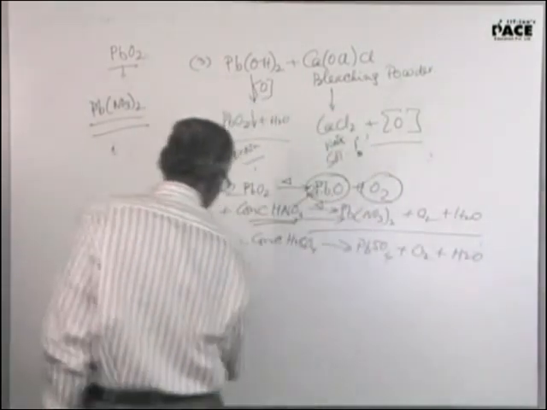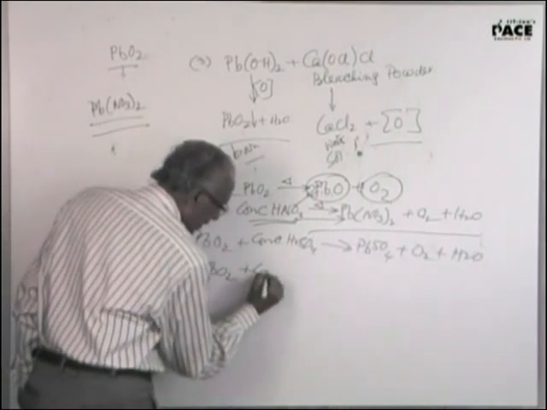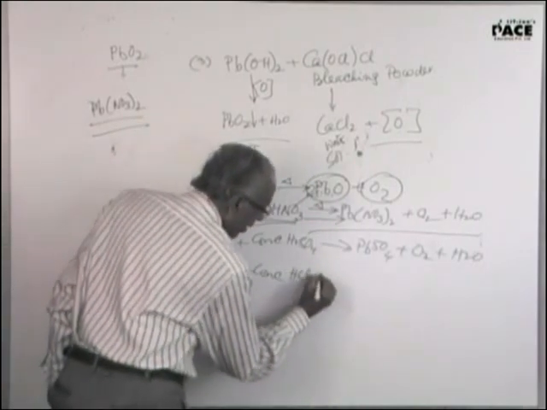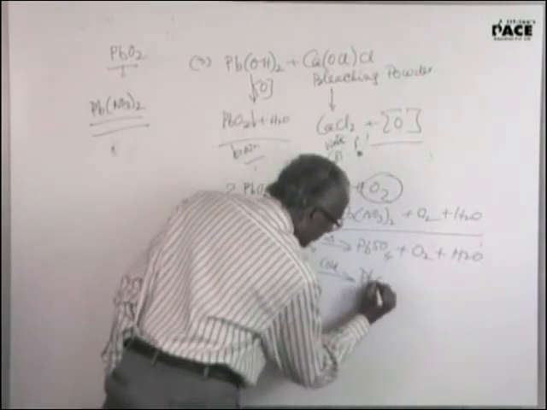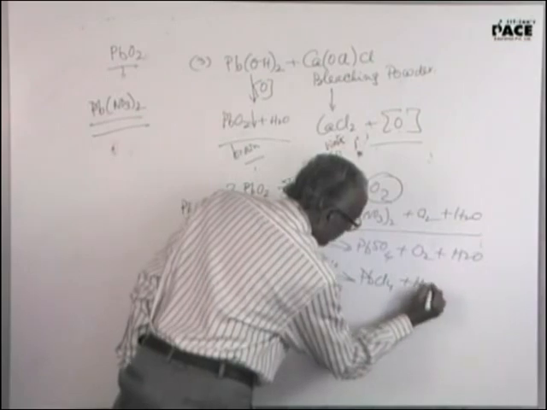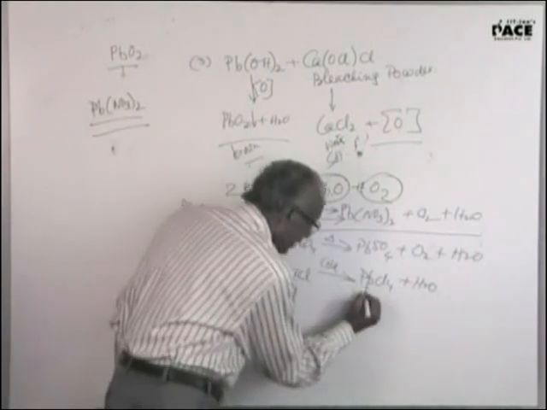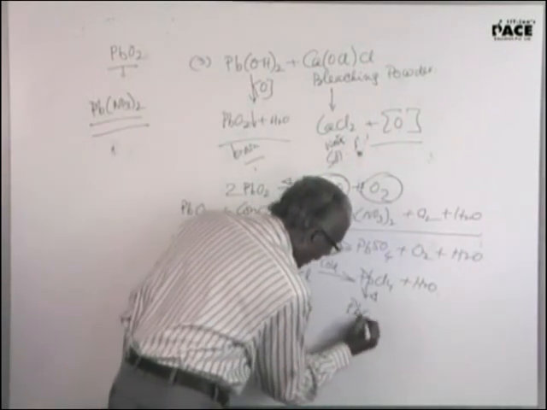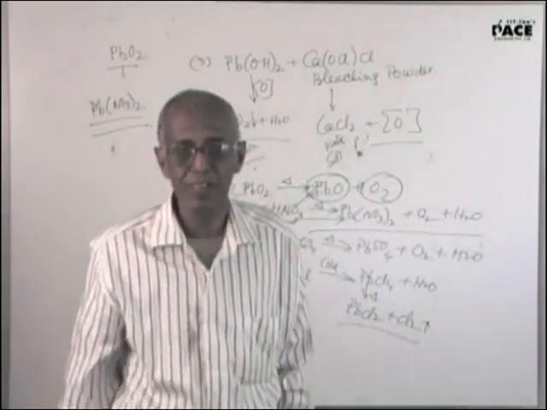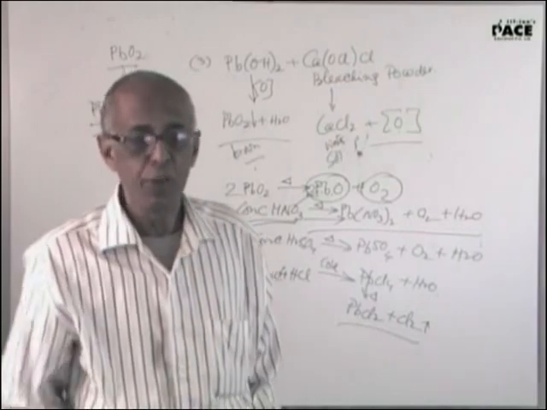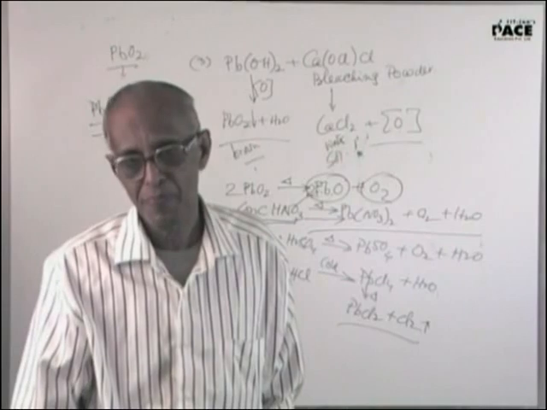Okay. Lead dioxide plus concentrated HCl under cold condition, I will get lead tetrachloride plus water. When I am not heating, I get lead tetrachloride. As soon as I heat it, I get lead chloride plus chlorine. As soon as you heat, lead 4 plus is an oxidizing agent, so it oxidizes chloride to chlorine and gets reduced to lead 2 plus.